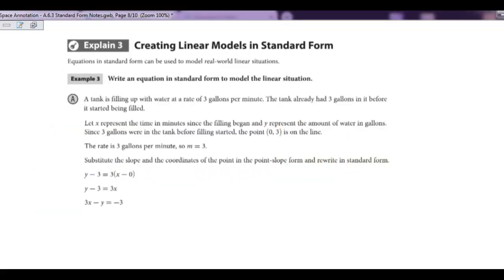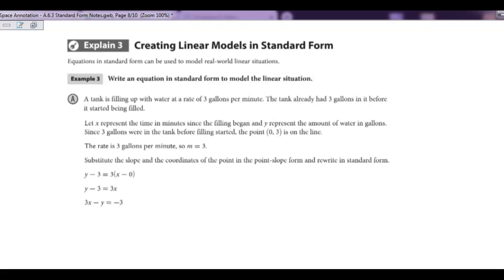The last part is creating linear models in standard form. We're going to write an equation in standard form to model the linear situation. So it says a tank is filling up with water at a rate of 3 gallons per minute. So that means in 1 minute it is 3 gallons. The tank already had 3 gallons in it before it started filling.